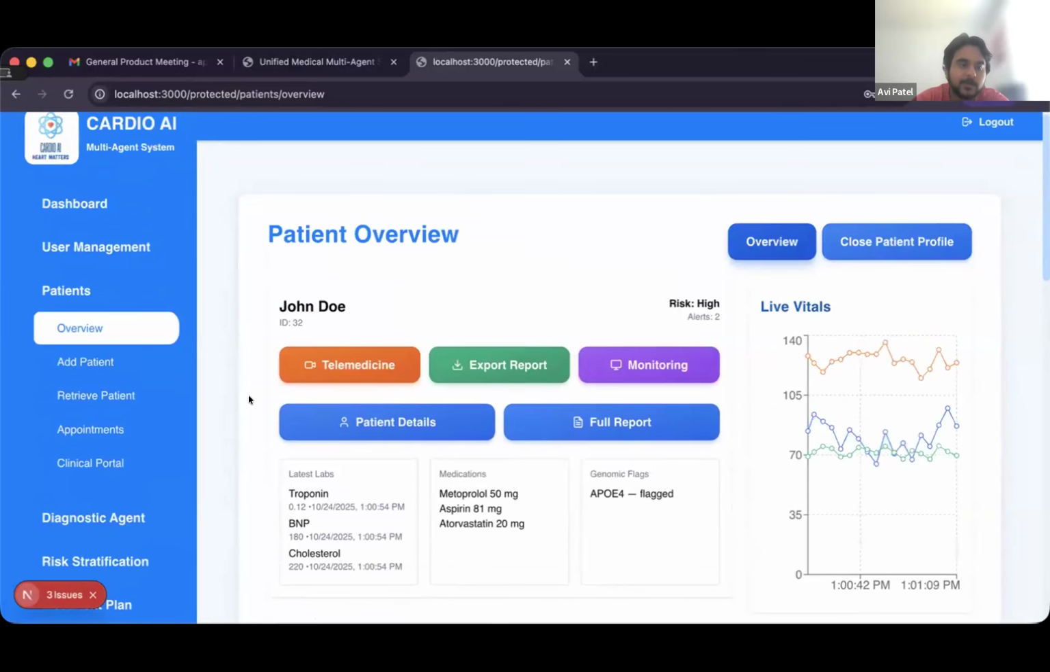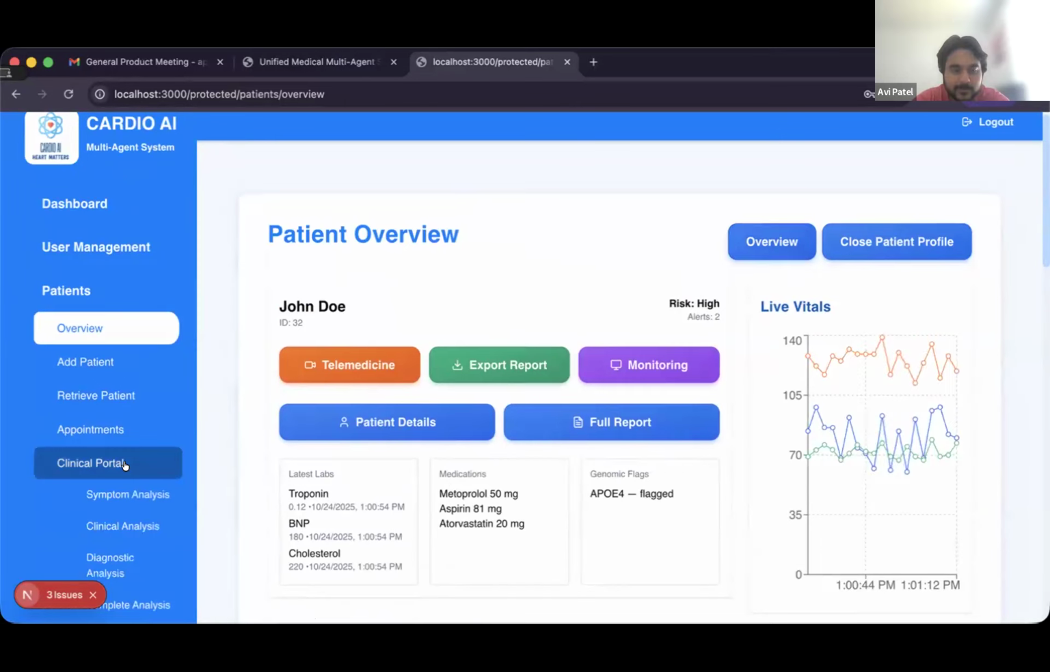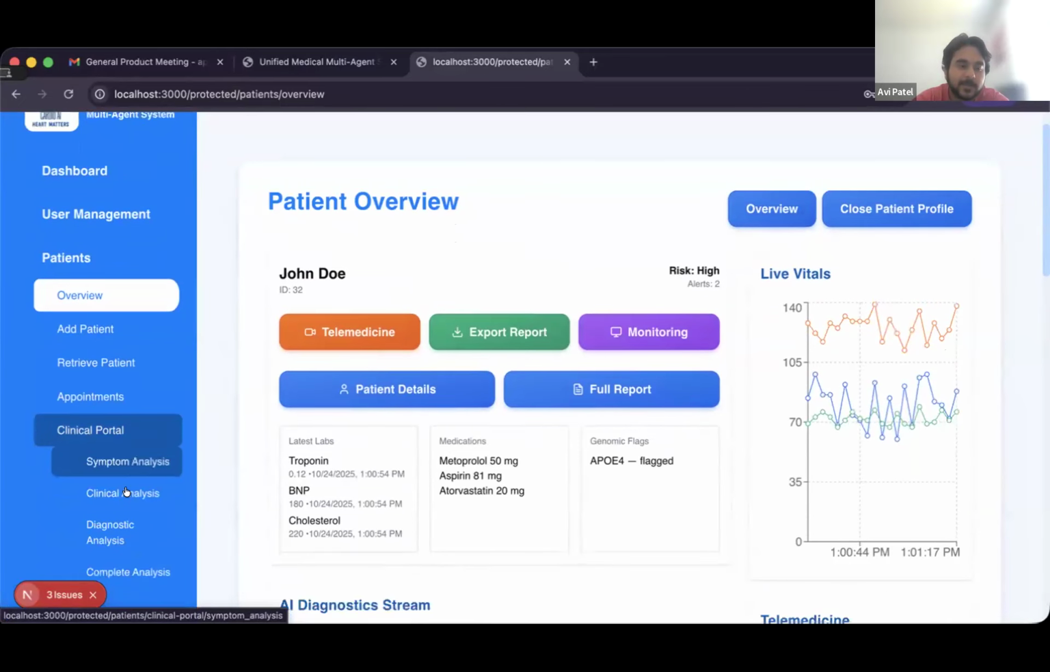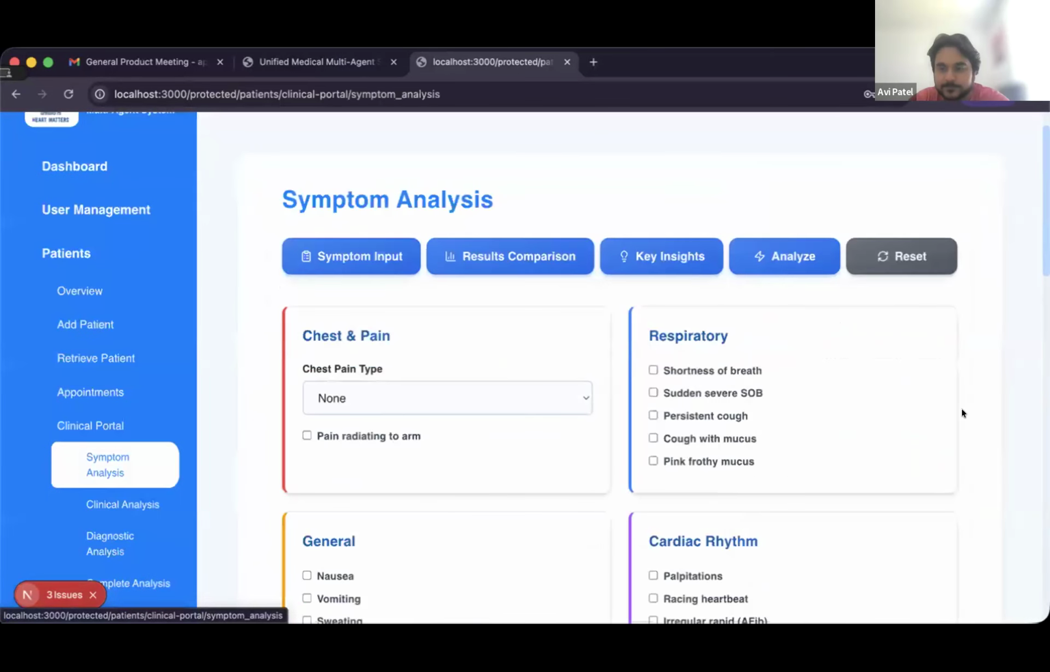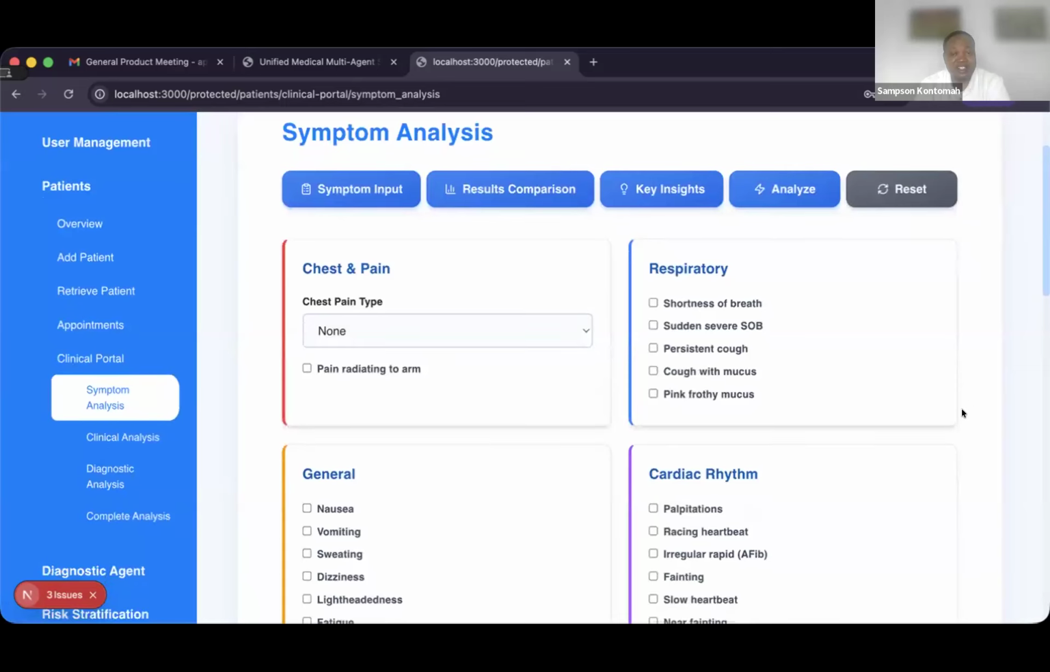Next, we move on to our patient's clinical portal, where we will be assessing a specific patient's request. We will first be looking at our basic tier, which will consist of symptom analysis, and I'll let Samson take over from there. All right, this is the symptom analysis tab, the basic tier.